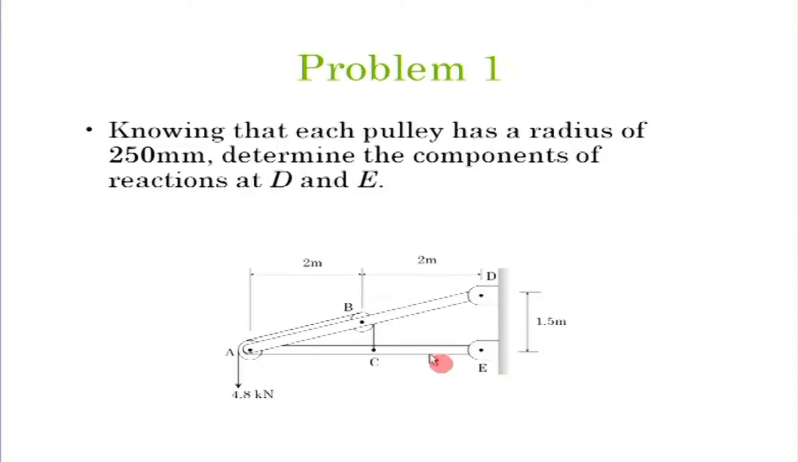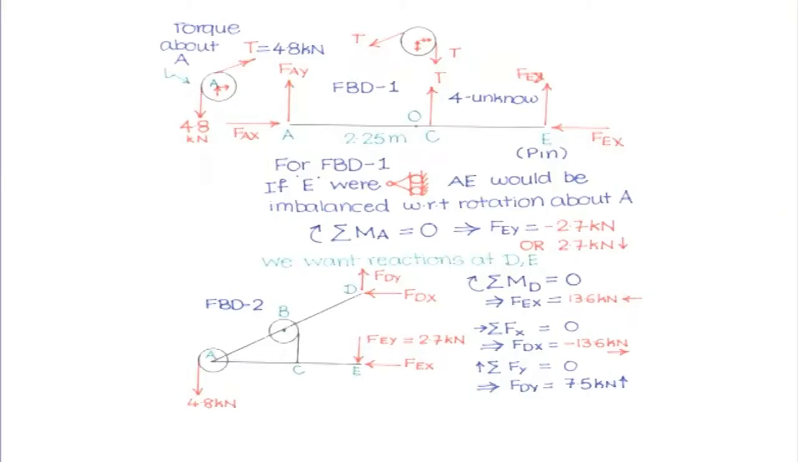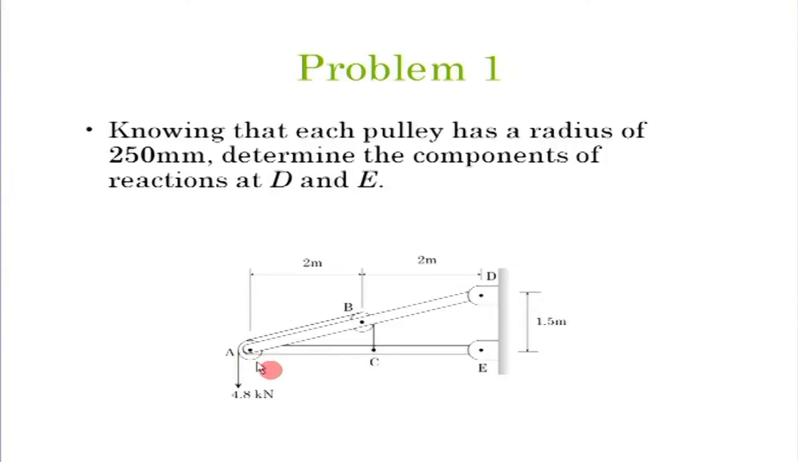And then the question we ask ourselves is this: what if this E were a roller instead of a pin joint? If you draw the free body diagram only for ACE, then first of all, because we had neglected friction either at the joint or overall in the pulley, the tension is uniform all throughout. So this is 4.8, 4.8, 4.8. So this tension is also equal to 4.8.